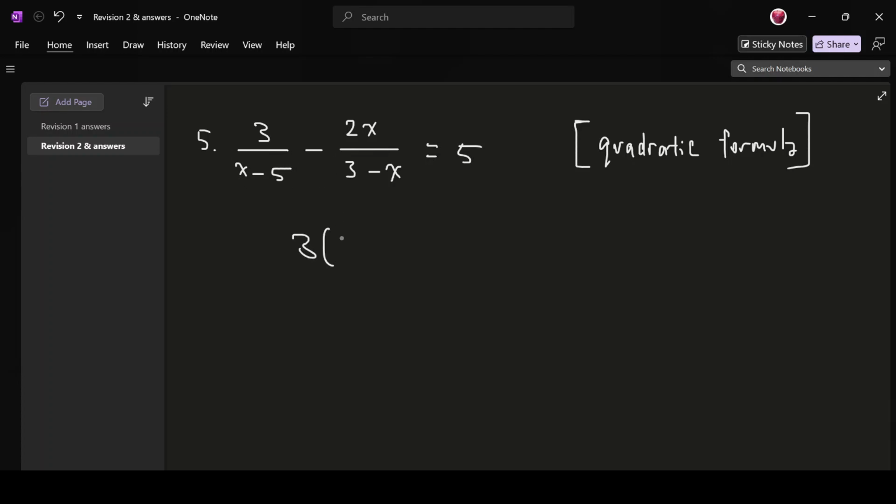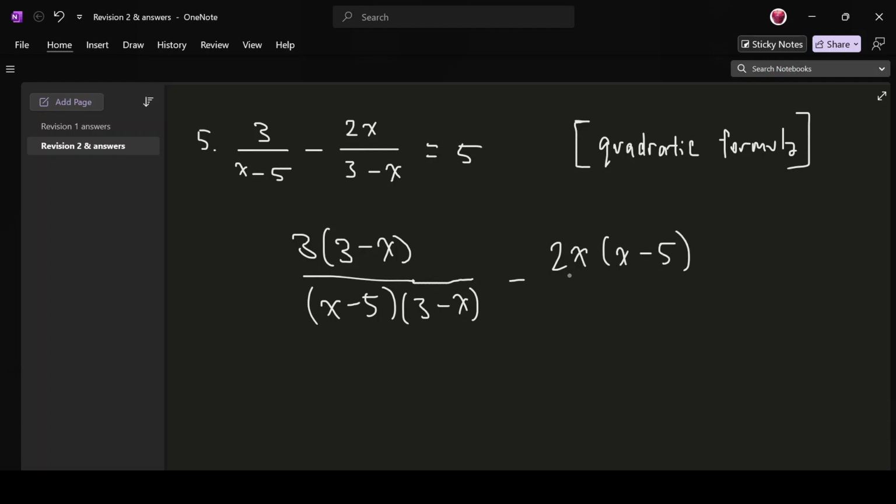Alright, so 3 times 3 minus x. I'm just gonna write it as 3 times 3 minus x over x minus 5 times 3 minus x. X minus 5 times 3 minus x. Minus 2x times x minus 5. And then yeah, just 3 minus x times x minus 5. And this is all still equal to 5.